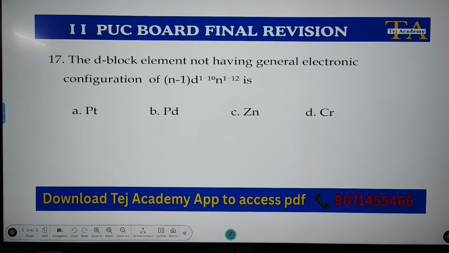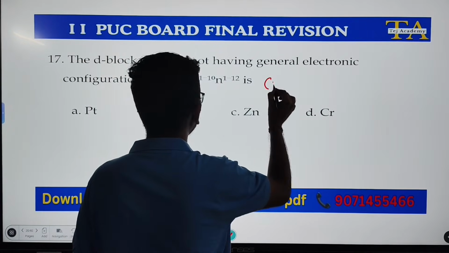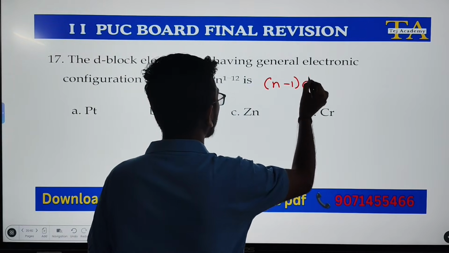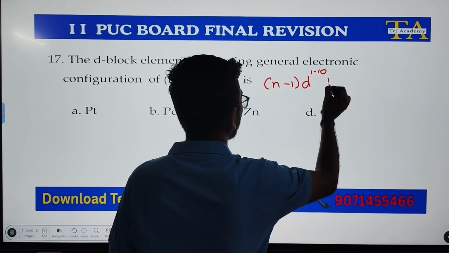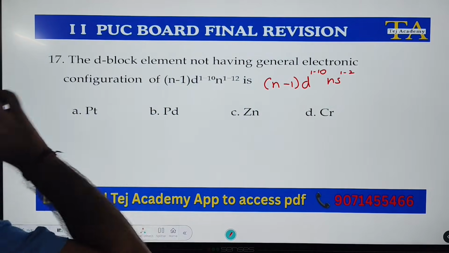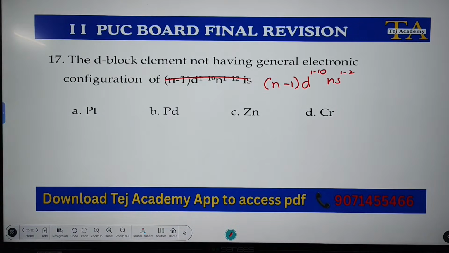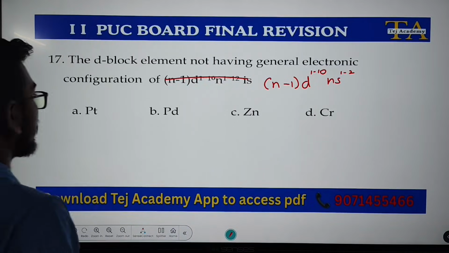The D block element not having general electronic configuration. Yes, there is some change or error in this. So this will be (n-1)d 1 to 10, ns 1 to 2. So this is the general electronic configuration. So the D block element not having general electronic configuration, we have to check now. So which element?